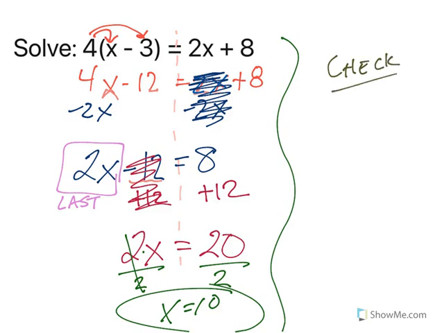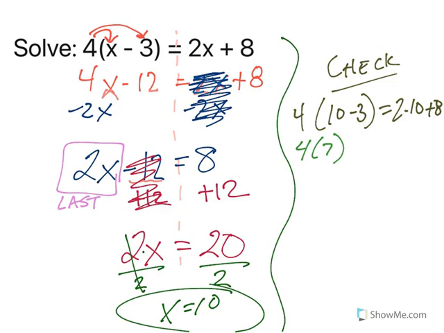Again, we can check if you would like. Sometimes it's just good to see. So I would have 4 times 10 minus 3 equals 2 times 10 plus 8. So let's focus here on the left side. I've got 4 times 7, because 10 minus 3 is 7, and that gives me 28. And on the right side, I've got 2 times 10, which is 20, and 20 plus 8 is 28. So there, I know my answer is correct.